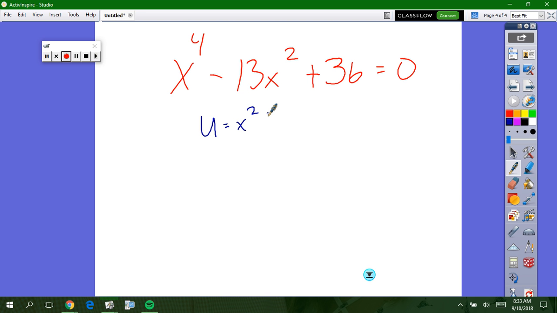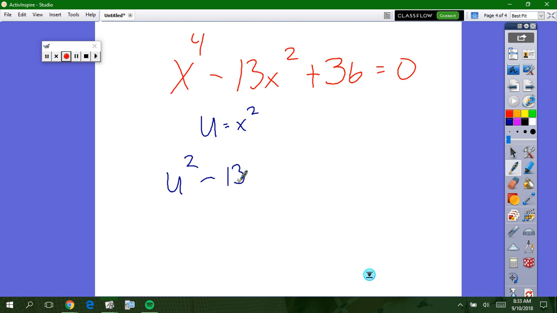Isn't x to the fourth, excuse me, x squared squared? Does that make sense to everybody? So therefore, isn't x to the fourth the same thing as u squared? Because that's x squared squared. Makes sense to everybody? Yes?